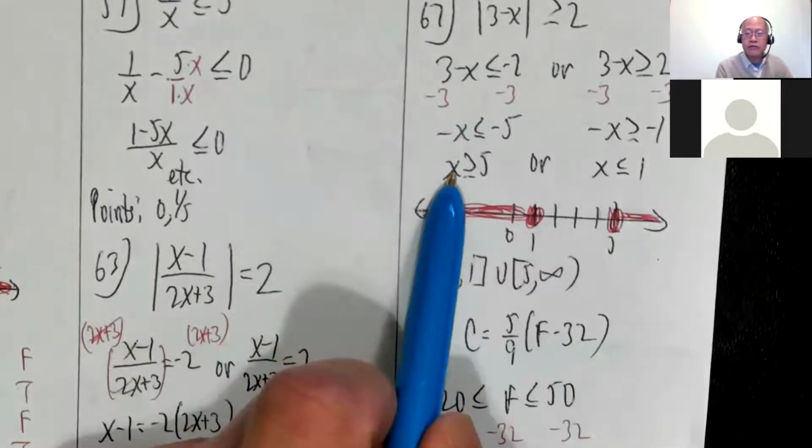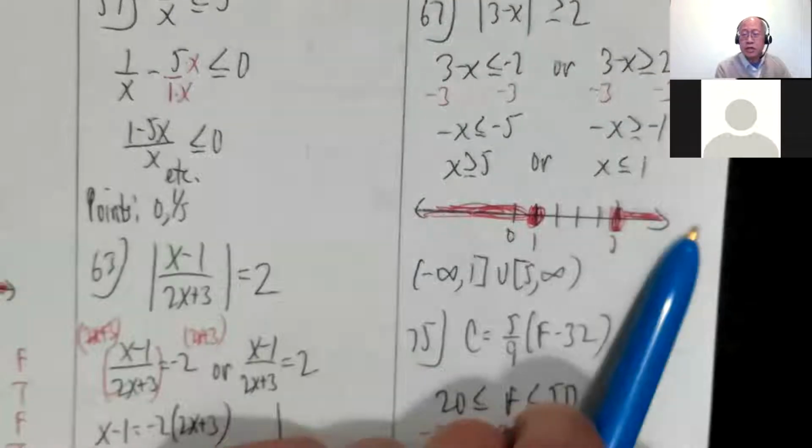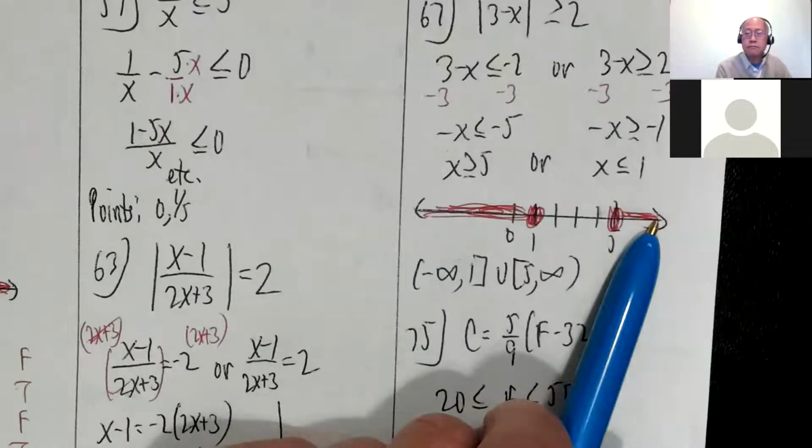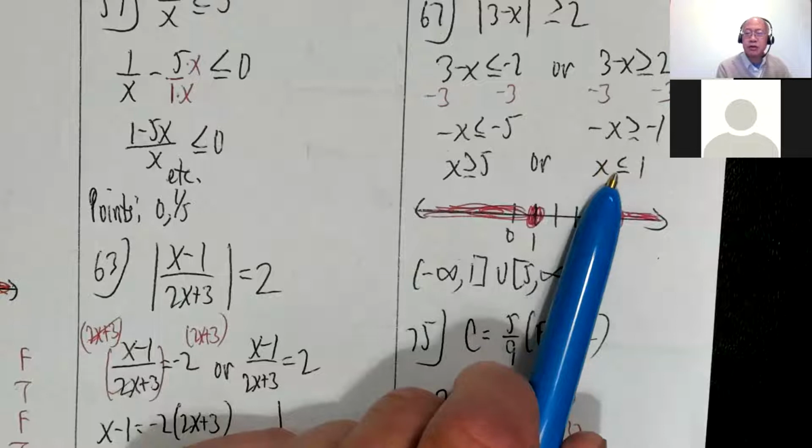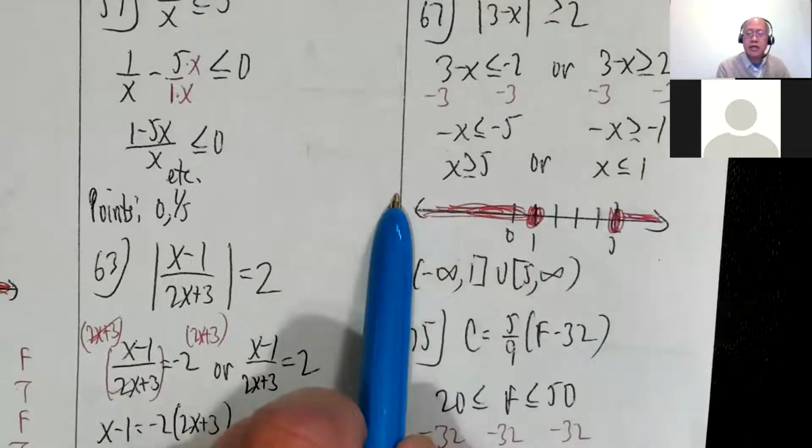Right, so x is greater than or equal to 5. Close circle on 5, shade to the right. X is less than or equal to 1. Close circle on 1, shade to the left.